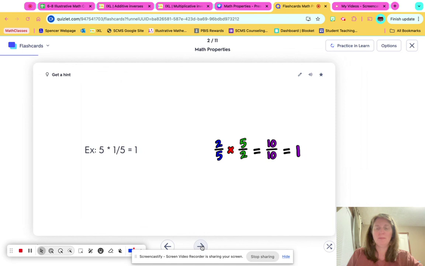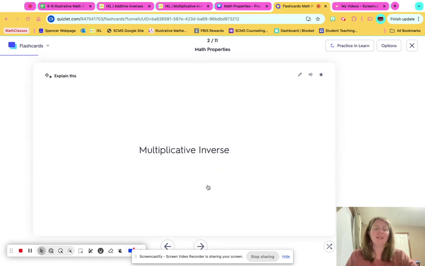All right, the next one. Let's see if you know this one. 5 times 1/5 equals 1. Or 2/5 times 5/2 equals 1. What is it? It is the multiplicative inverse or the inverse property of multiplication. You'll hear it both ways.